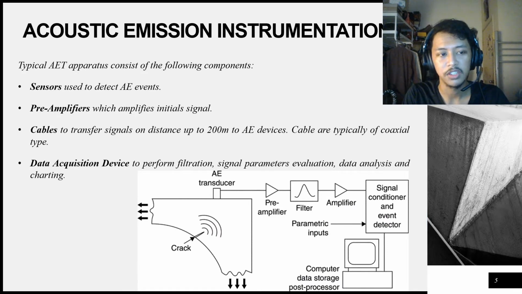Acoustic emission instrumentation. A typical AET apparatus consists of the following components. The four major components are the sensor, preamplifier, cables, and data acquisition device. The sensor is used to detect AE events, and the preamplifier amplifies the initial signal. Cables are used to transfer the signal over distances of up to 200 meters to the AE device. Cables are typically of coaxial type. The data acquisition device is used to perform filtration, signal parameter evaluation, data analysis, and charting.